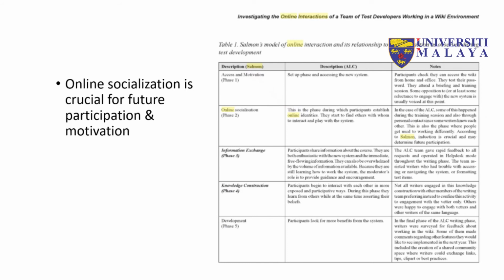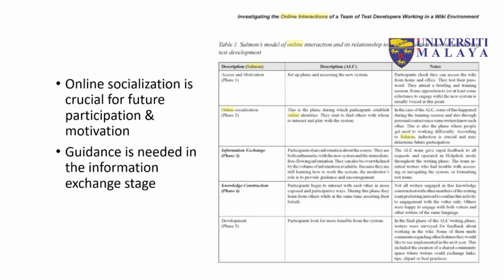This is one example online where a team of test developers worked in a wiki environment where online socialization was used for getting them working with them. This is an example of how they set up the activities and started to do online work with them in a wiki environment. So socialization is important, and guidance is needed to allow them to share information.